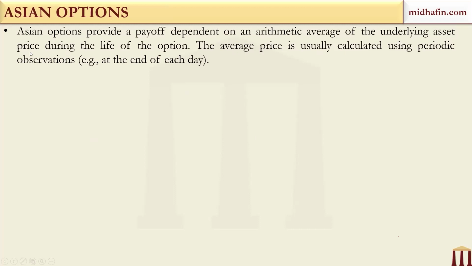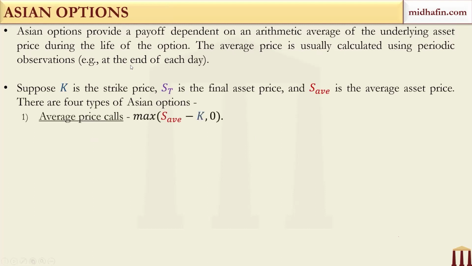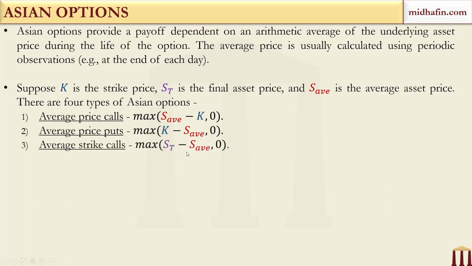And they are also of 4 types. Let's see what the 4 types are. So 3 things are defined: ST, K, and S average. S average is the average stock price over the life of the option. Now you have average price calls, where, as the name suggests, the asset price is taken as the average to calculate the payoff. Similarly, for average price puts, again the asset price is taken as the average. If you have average strike calls, then the strike price is taken as the average, not the asset price. And if you have average strike puts, again the strike price is taken as the average, but the asset price is not. So there are 2 types, price and strike.